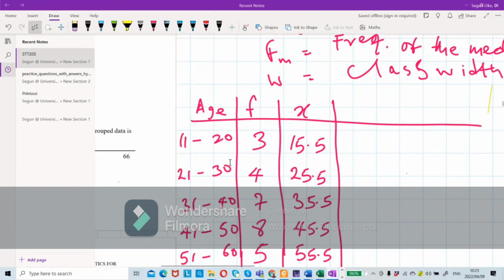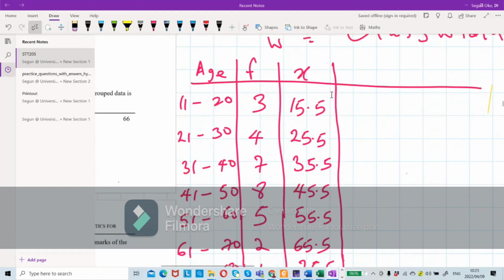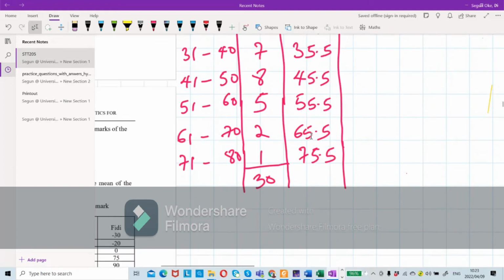What we are doing in class, let me write this one, class interval. Then here is class mark. What we do is, class mark means add the upper class interval plus the lower class interval, and divide them by 2. I taught you some time ago. That's what we did.